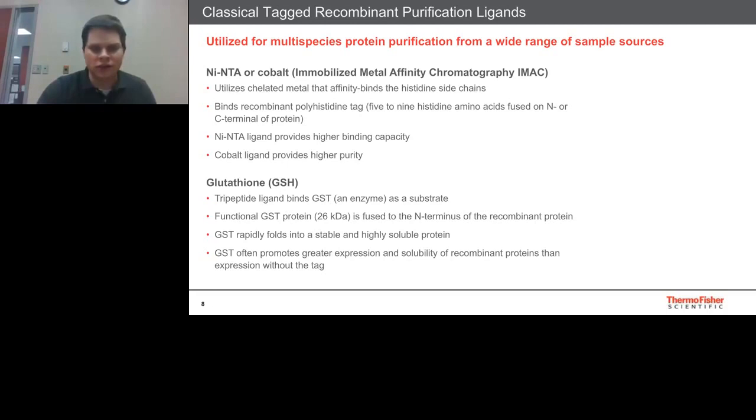Polyhistidine tag protein capture utilizes immobilized tetradentate metal chelators charged with nickel or cobalt. This ligand will bind proteins tagged with multiple histidines fused at the N or C terminus of the protein. Nickel coordinated with nitrilotriacetic acid, NTA, has a higher binding capacity, while cobalt is more selective, resulting in higher purity.